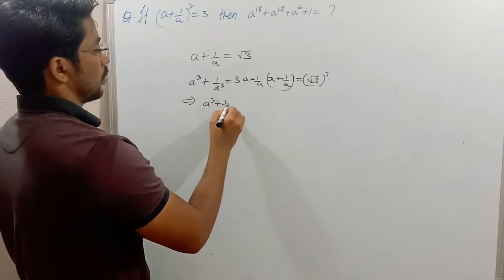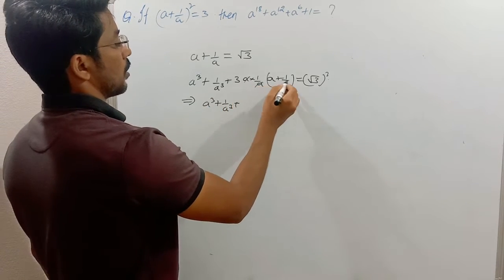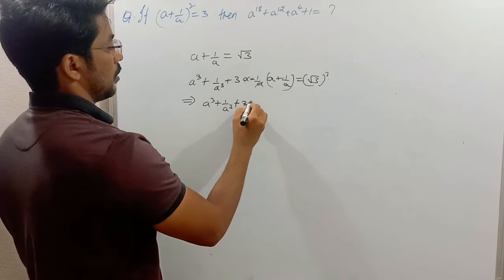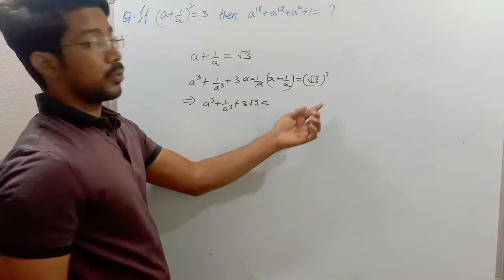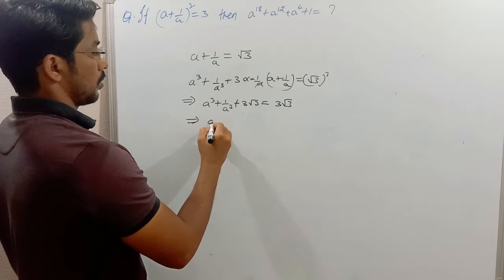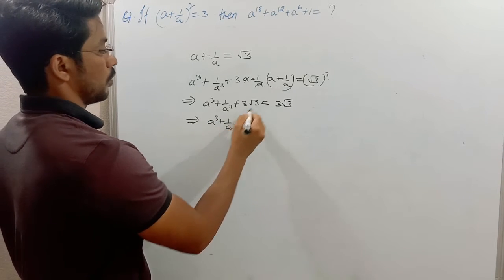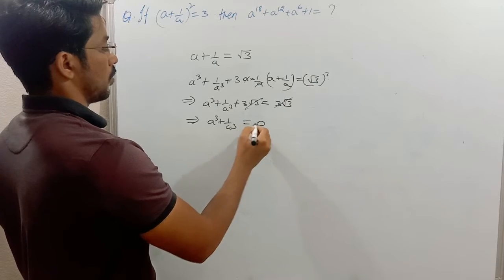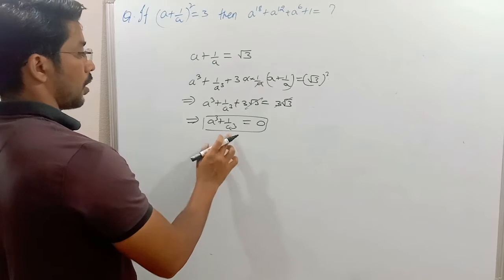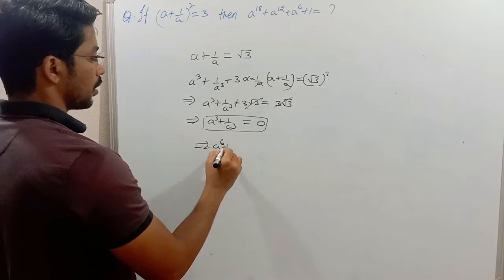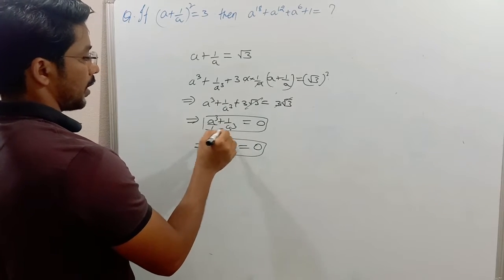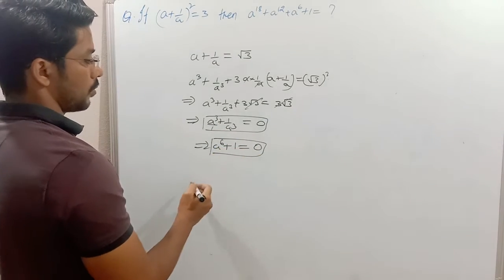The a cube plus 1 by a cube gets cancelled and a plus 1 by a is root 3. So 3 root 3 is equal to cube of root 3, which is 3 root 3. Now a cube plus 1 by a cube, with 3 root 3 getting cancelled, is equal to 0. So we got a cube plus 1 by a cube is equal to 0. Now this can be written as a power 6 plus 1 is equal to 0. By taking LCM we get a power 6 plus 1 is equal to 0.